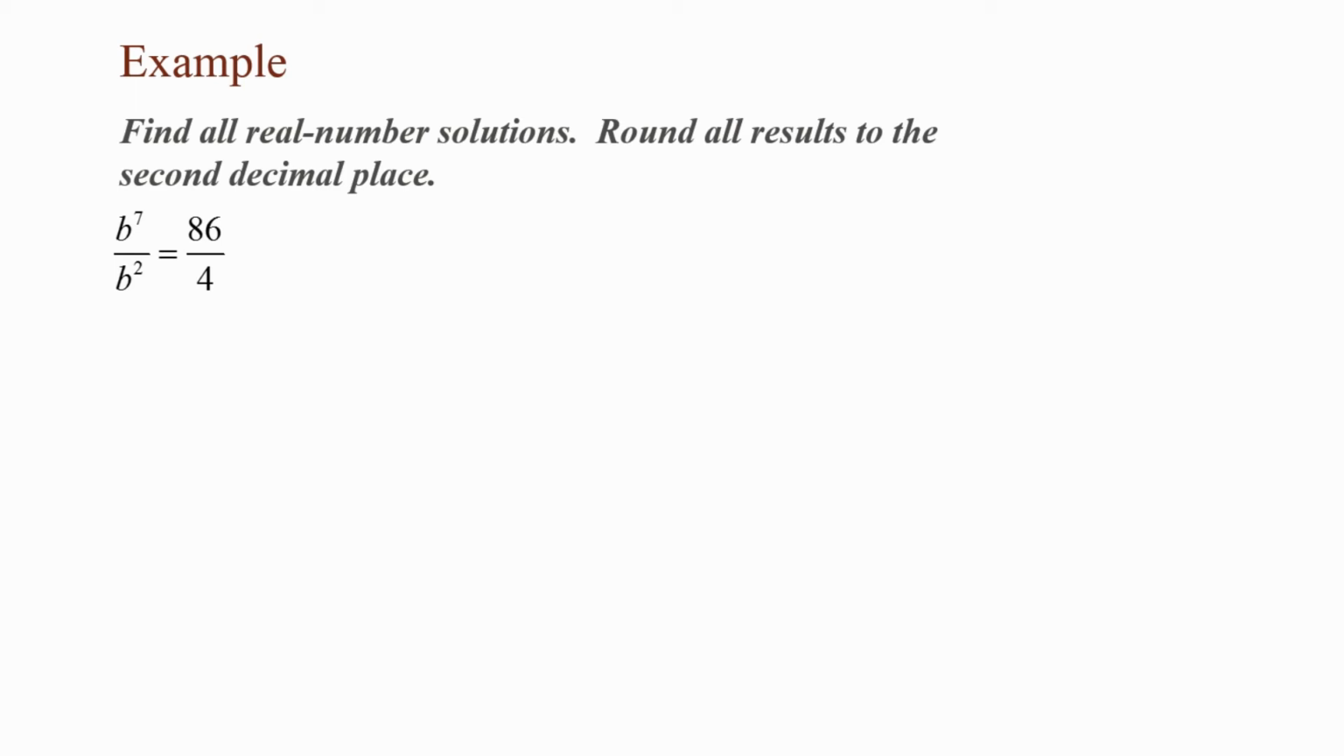Find all real number solutions. Round all results to the second decimal place. In this example, we have b to the seventh divided by b squared equals 86 divided by 4. Our first step is to simplify this as much as possible. B to the seventh divided by b to the second is b to the fifth.